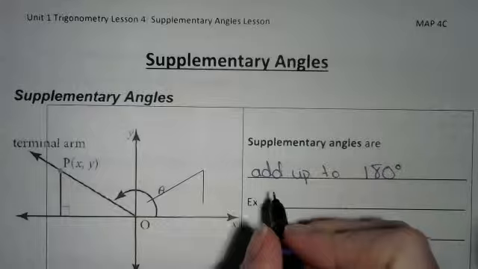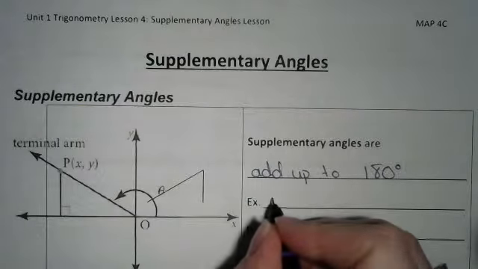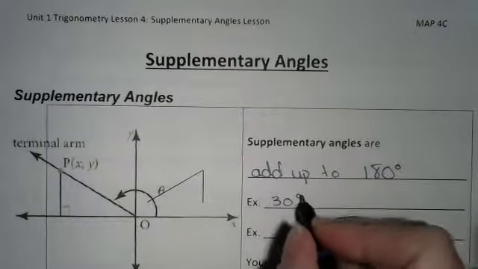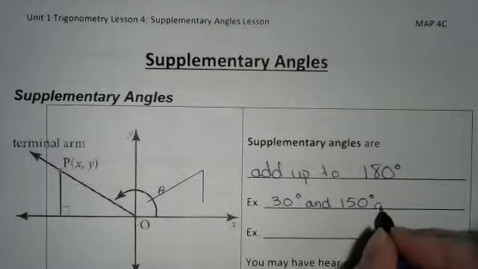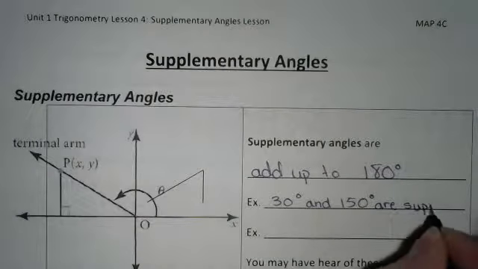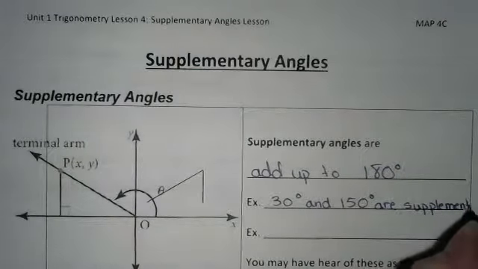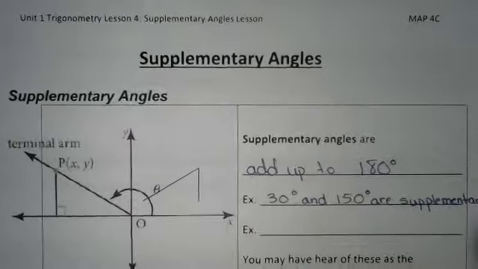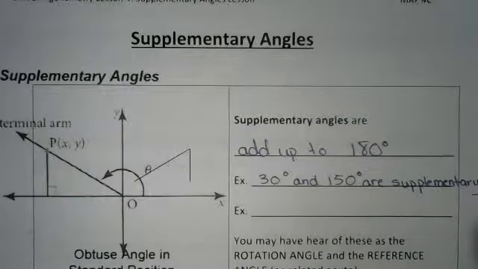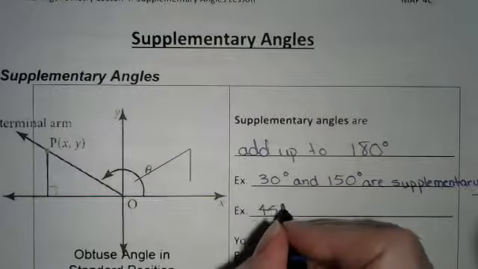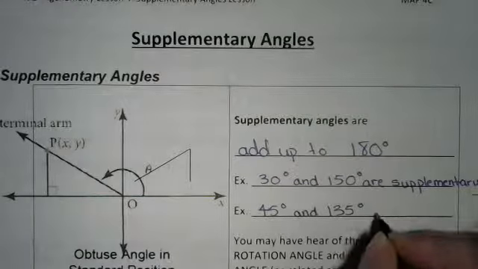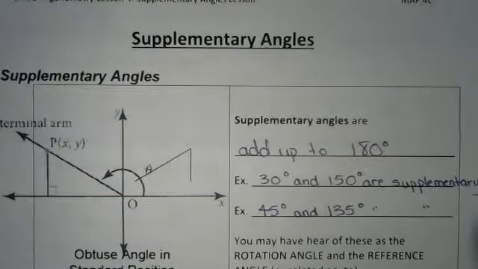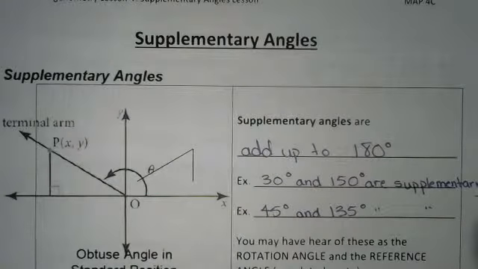For example, and there's an infinite number of answers, but if we had, for example, 30 degrees and 150 degrees, they are supplementary. Another example could be 45 degrees and 135 degrees, which are also supplementary. There's an infinite number of examples that you could give for this.